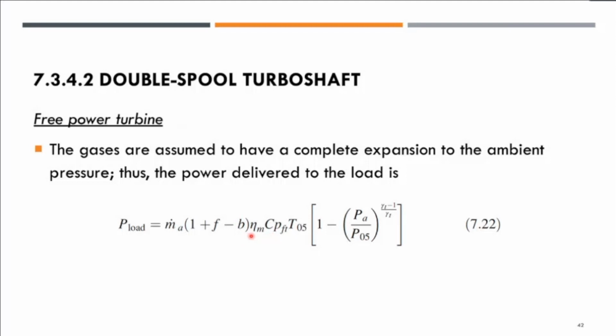So, we have the component of the fuel to air ratio, the bleed, the mechanical efficiency. We also have the specific heat capacity at constant pressure for the free turbine. FT is free turbine, and temperature at 0.5, basically the temperature at the free turbine section, and the pressure ratio between the ambient and the P05, basically the free turbine section at the state at P05.